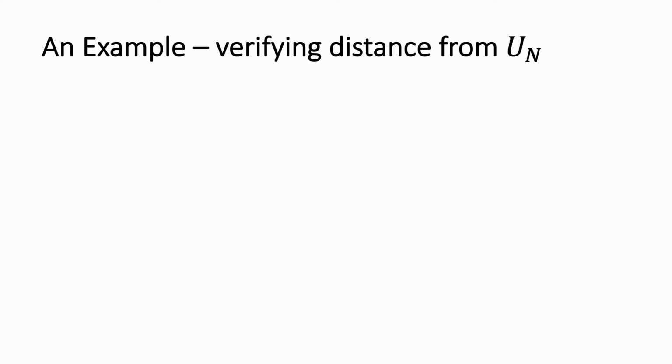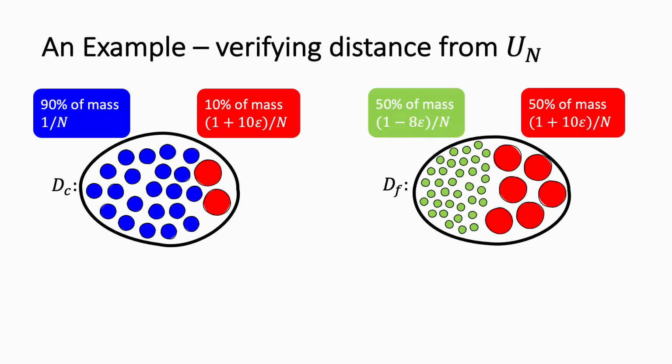For the sake of simplicity, instead of sketching the proof, we present an example of a specific problem for which our protocol provides a significant improvement over the non-interactive solution. We start by presenting the problem. Fix some n and epsilon and consider these two families of distributions. DC consists of distributions that have 90% of their mass on elements with probability 1 over n, represented here in blue, and the rest 10% on elements with probability (1 + 10 epsilon) over n, represented in red.